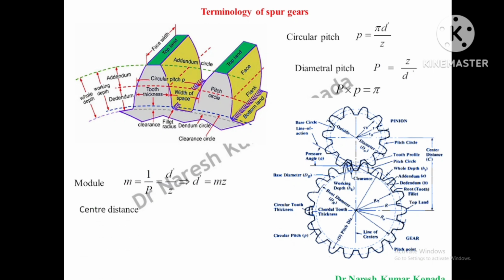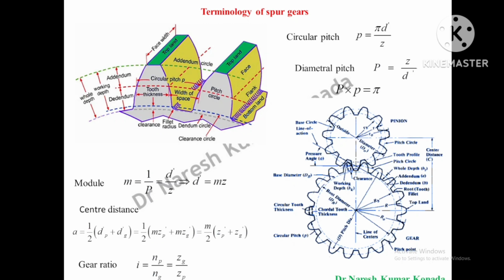Now we'll see the relation for the center distance of the gear. The center distance can be given by half of dp plus dg, that is dp by 2 plus dg by 2 will give you the center distance. Replacing dp with m into zp, and dg with m into zg, you will get the relation for center distance, that is m by 2 into (zp plus zg). That is the relation for the center distance of a spur gear. If you know the module value and the number of teeth of pinion and gear, we can find out the center distance between these two gears.